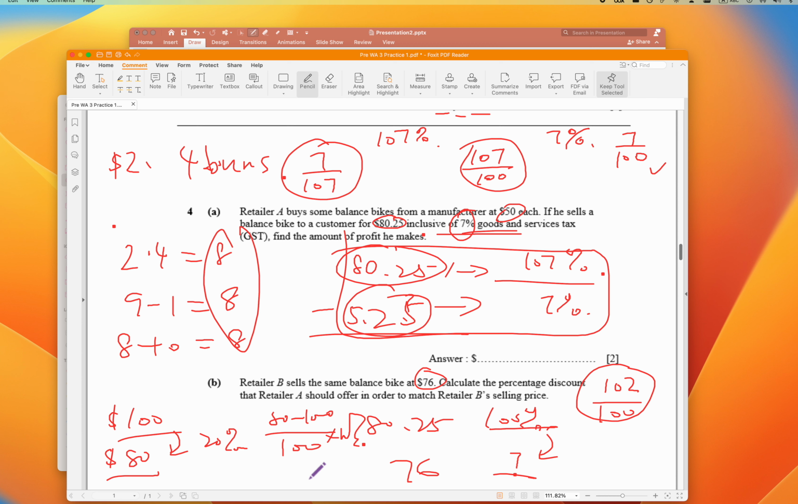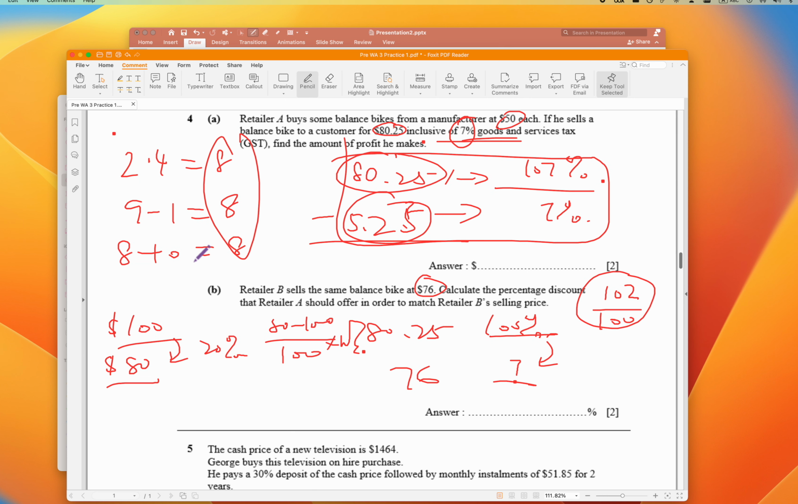Look at your work. What have you done? The 80 is final or initial? Initial. Okay, good. So next time, I hope you write down the formula, because the formula will guide you. Then you just ask yourself, what's the final value here? 76. Right? Initial, 80.25. Next time, start with the formula. Start with the formula. Understand?